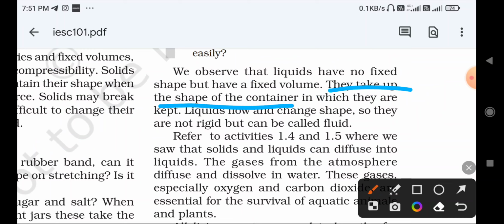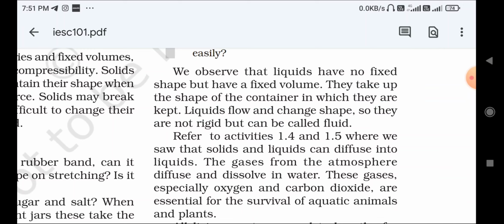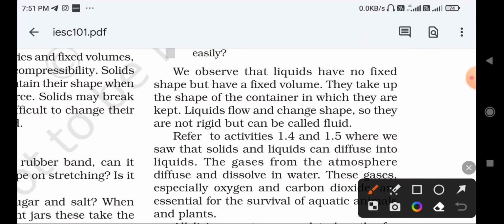They take up the shape of the container in which they are kept. In whichever container you keep a liquid, it takes the shape of that container and changes shape, so liquids are not rigid. Liquids flow easily. Water is also one type of liquid, and it flows easily from one place to another because it is flowable. It can change its shape.